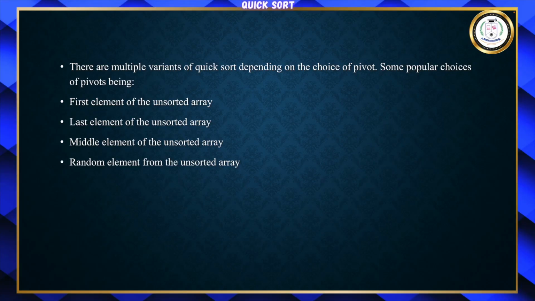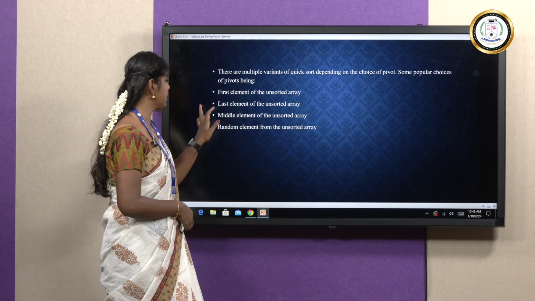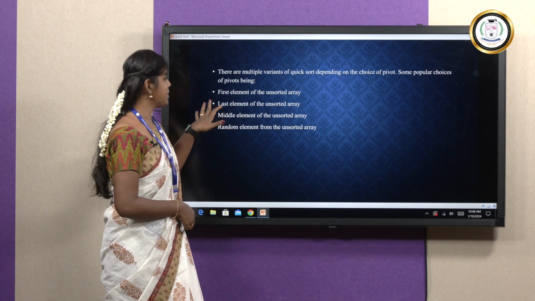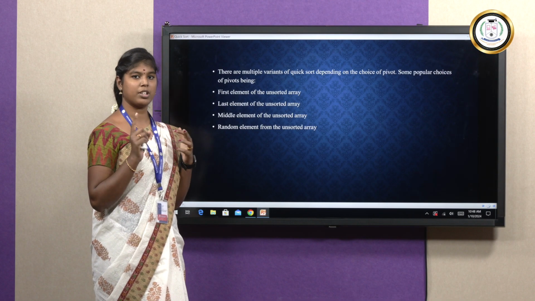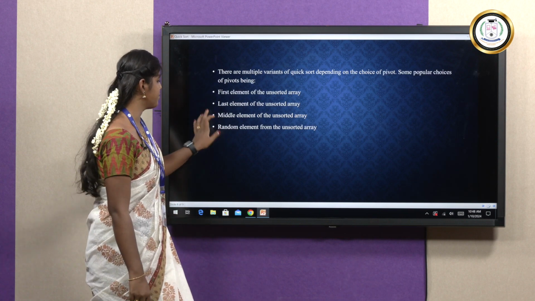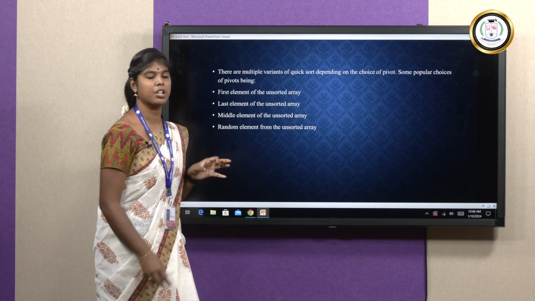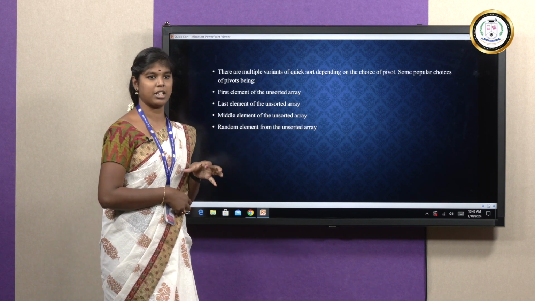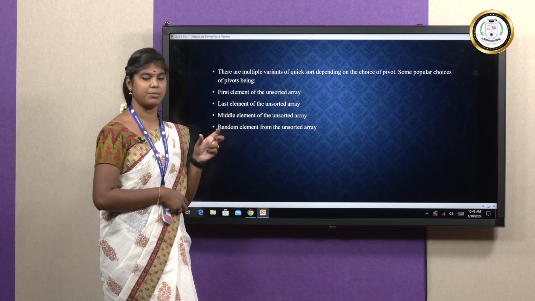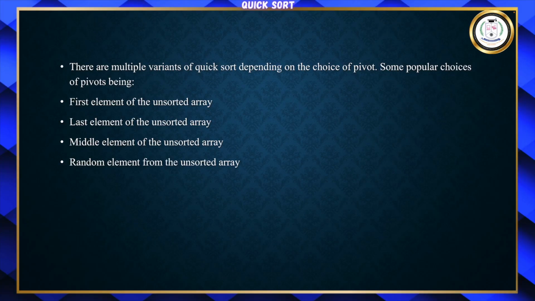Now, what are the methods to choose the pivot element? We have four. If an unsorted array is given, you can choose the first element as the pivot element, or the last element, or the middle element, or a random element. Whichever you need, you can choose as the pivot element.